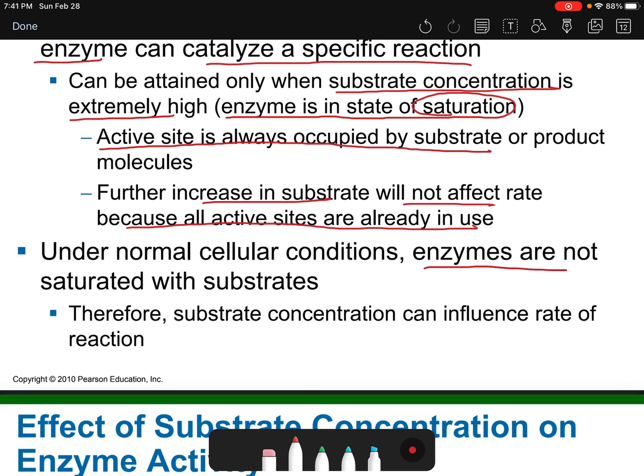Usually enzymes are not saturated with substrates under normal cellular conditions. So if you suddenly try to up the substrate concentration, you can influence the rate of the reaction, okay? Because normally enzymes are not saturated under normal conditions.